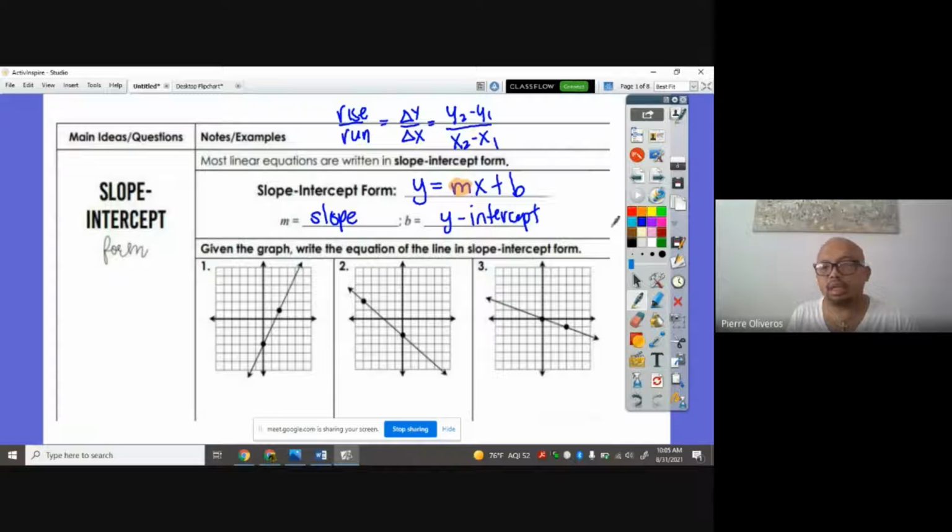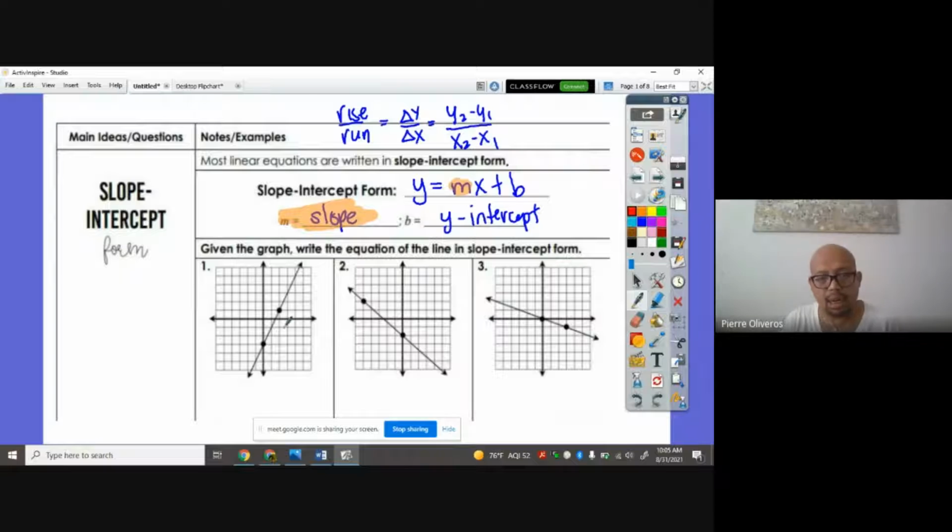So let's try this example here. Given the graph, write the equation. We have to write the equation in slope-intercept form. For us to do that, we have to find the slope. To find the slope, you need at least 2 points to identify the rise over run, or we can use the formula y sub 2 minus y sub 1 divided by x sub 2 minus x sub 1. And we have to find the y-intercept. Okay, so let's go ahead now.